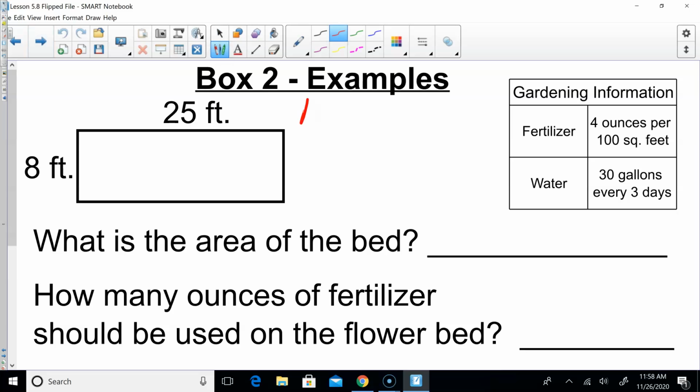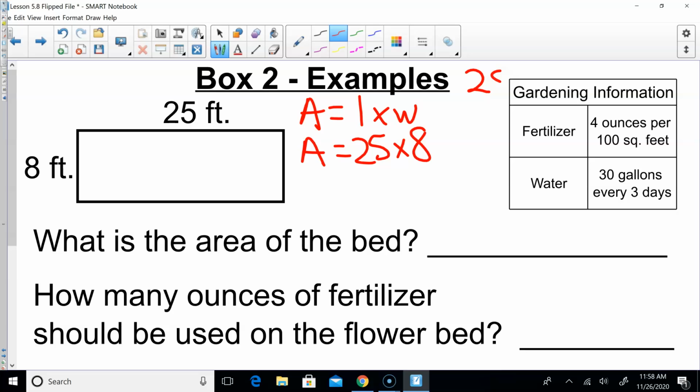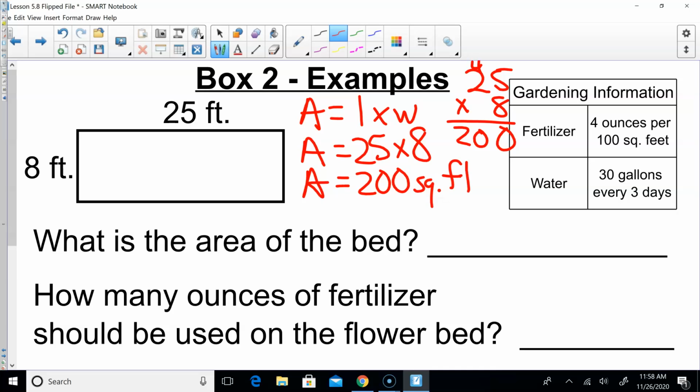So with that, our area equation is area equals length times width. So let's plug in. We don't know the area, but we do know that the length is 25, the long side, times 8, the short side. So if you go 25 times 8, 8 times 5 is 40, 0, 4 up here, 8 times 2 is 16, plus 4 is 20. So my area of my garden is 200 square feet. So that's the first part. So I can answer that one, 200 square feet.